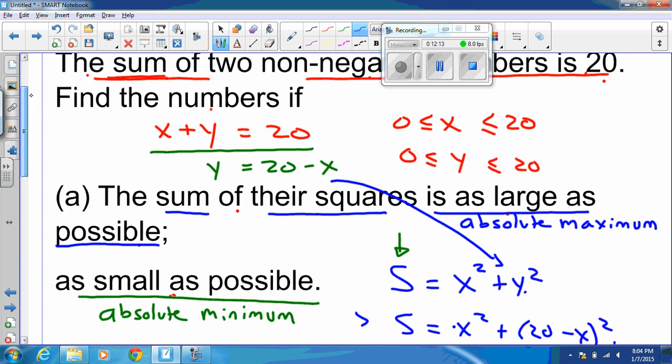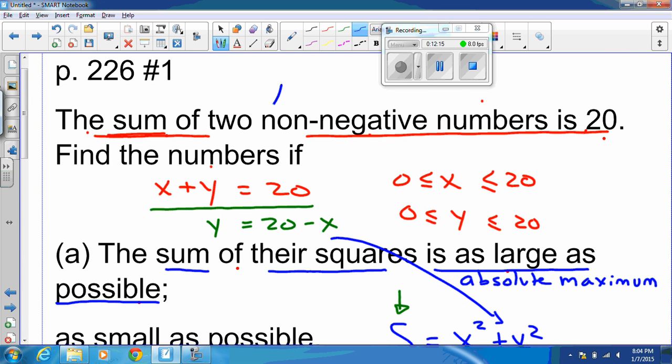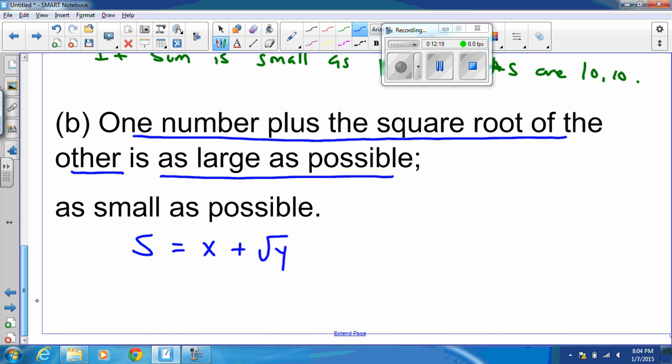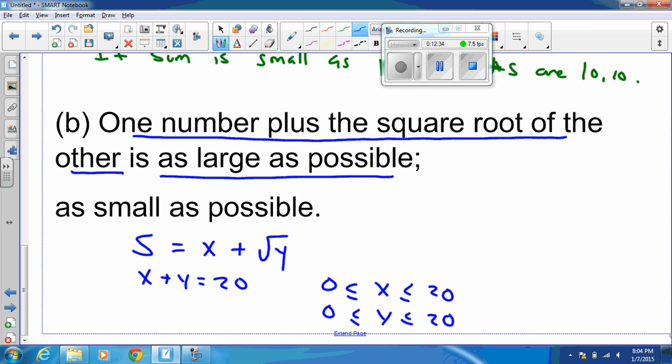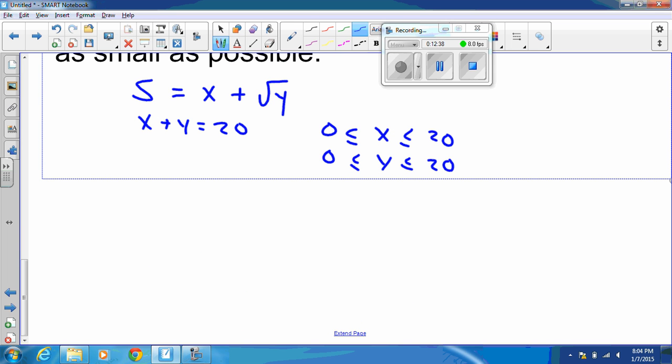And since this is part B of the problem, I go back to the stem of the problem, and I notice that the sum of these two numbers is still 20. So x plus y is still 20. And the numbers are still non-negative, so I still have a domain of 0 to 20 for each. So that's the translation process.